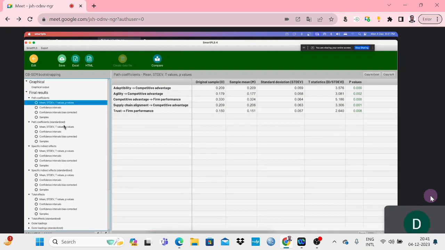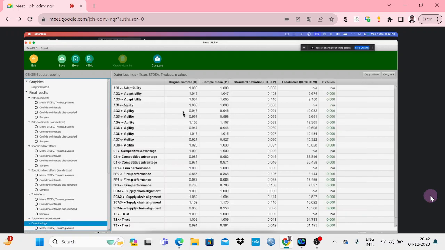First of all, we run the measurement model in which we co-vary all the variables, calculate the standard loadings, and see the Cronbach alpha, composite reliability, and average variance extracted. Cronbach alpha and composite reliability should be greater than or equal to 0.7, and average variance extracted should be greater than or equal to 0.4. And if all these constructs pass this stage, then we can move further.